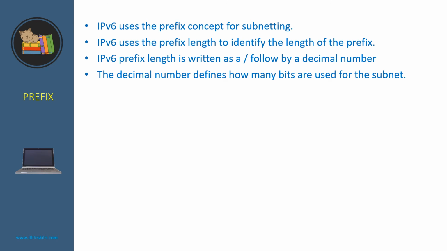Just like IP version 4, IP version 6 uses the prefix concept for subnetting. IP version 6 uses the prefix length to identify the length of the prefix. IP version 6 prefix length is written as a forward slash followed by a decimal number. The decimal number defines how many bits are used for the subnet.